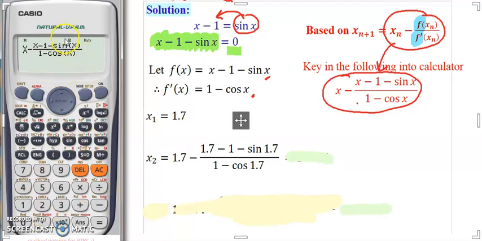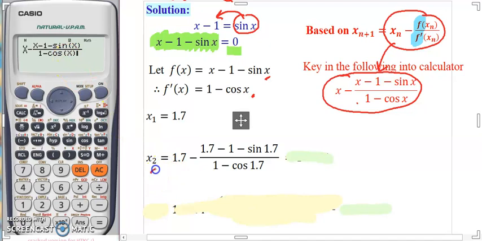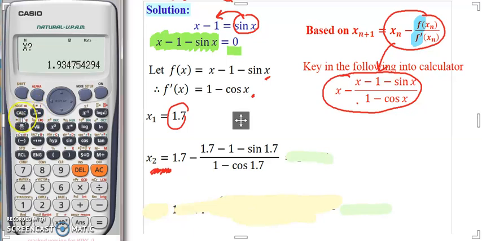Once I'm done keying in this function, next I want to evaluate x2 by substituting x1 into the function. So to calculate x2, I need to substitute x1, which is 1.7. The way I substitute is to press the calculate button, CALC. It will show x question mark. The value that appears here is the previous value I inserted for x.